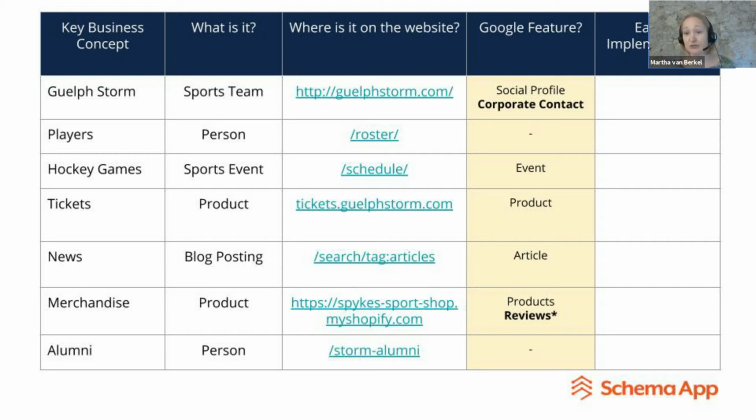So what I've highlighted in bold is that, while the social profiles are there, there's an opportunity for them to get corporate contact. And so how do we make some recommendations to add a description and add some of these other things that you would need in order to qualify for that corporate contact feature? Now, Person doesn't have a Google feature, but events do. And so you can see we call that events. Tickets are a type of product, so that could do for the product feature. News and blog postings are a subclass of article, so article is the right one for this. And then for merchandise, they can get products and also reviews.